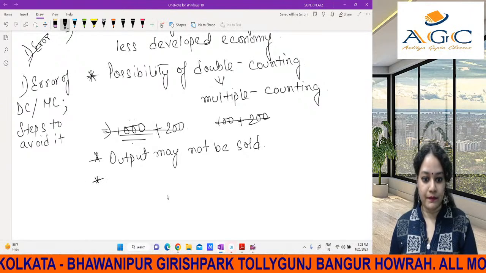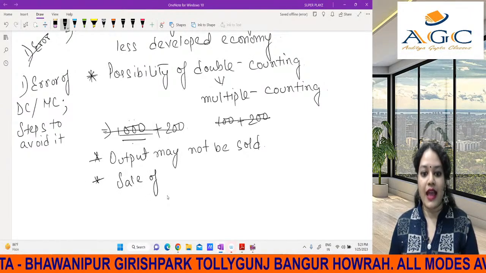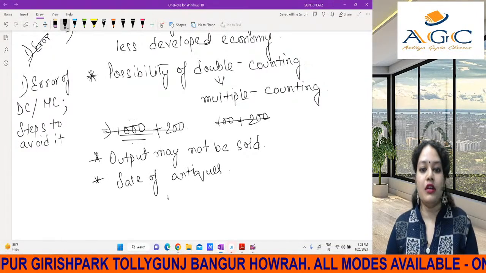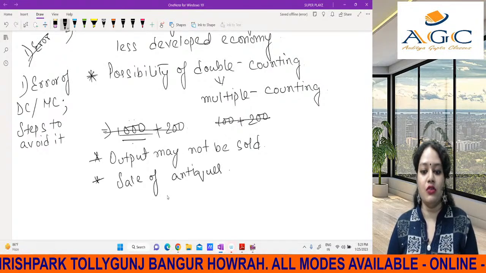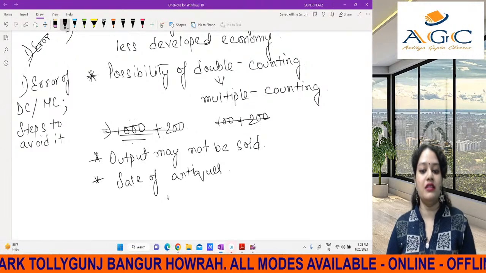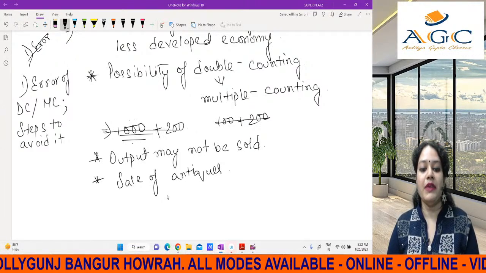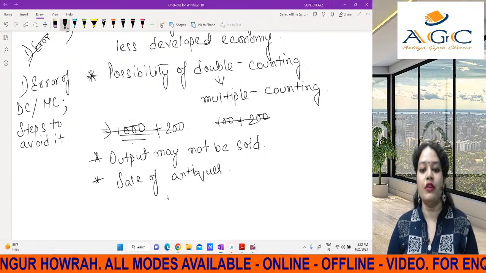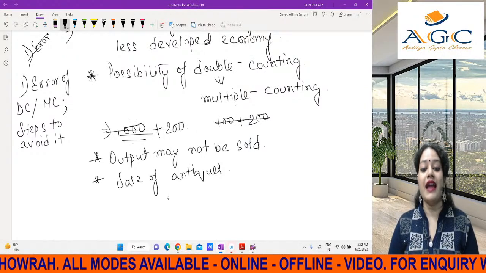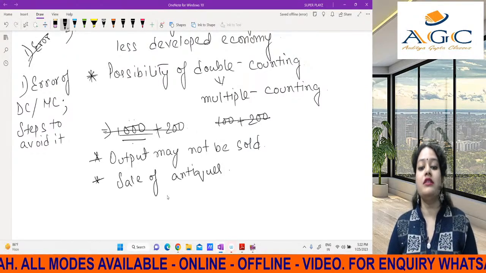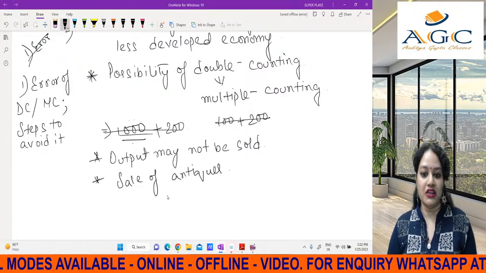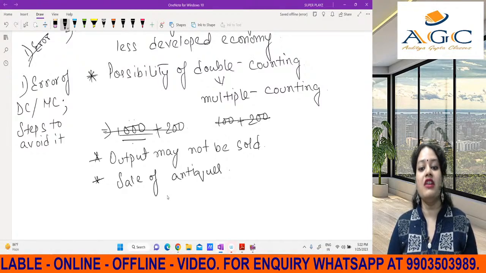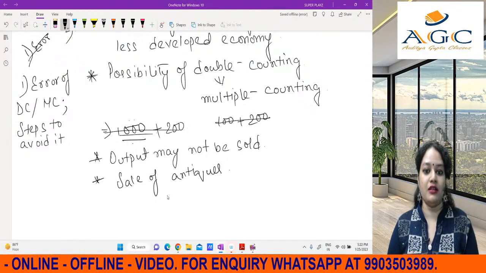Then comes sale of antiques. Now see, antique means what? Many years old thing which is an antique now, or a painting, suppose. That painting which you have bought many years ago, or which you have got from someone many years before, you are selling it now. So that will not be taken into account. Why? Because it is an antique, it is not produced, it has not been made in this year itself. So we are getting that income, but we are not calculating it in our national income part.